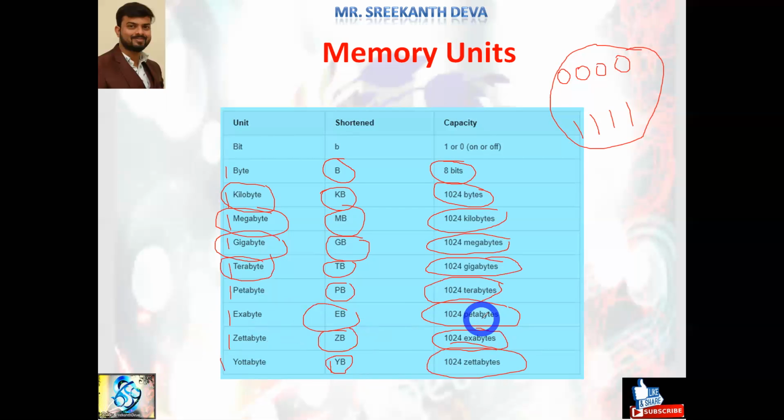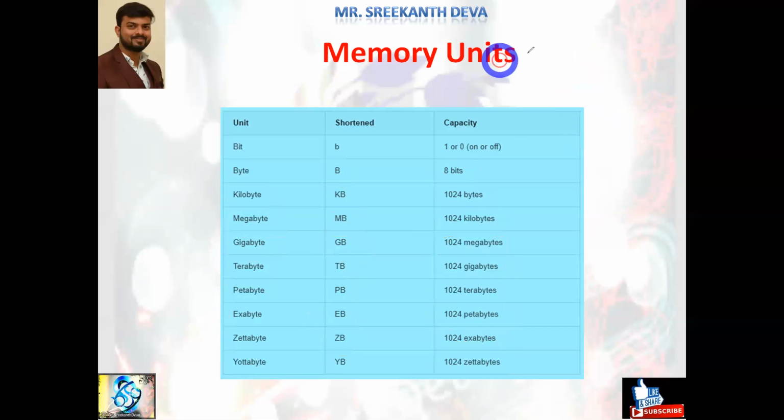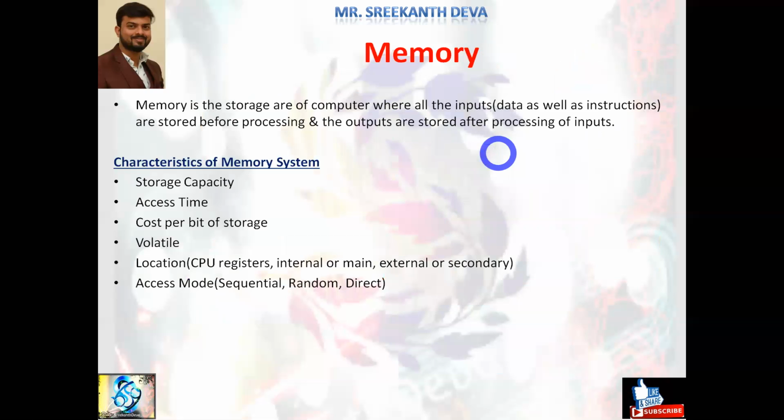In this way, the memory can store data and instructions in the computer, before processing, during processing, and after processing. If you require more clarity regarding these memory units, I already explained them in detail in the previous video sessions, so kindly check them out. But here this is enough. A bit, short for binary digit, is the smallest memory unit used for information storage in a computer, generally represented by zeros or ones, on or off. So this is about storage capacity, the main characteristic of the memory system.